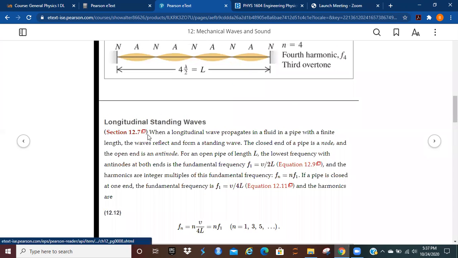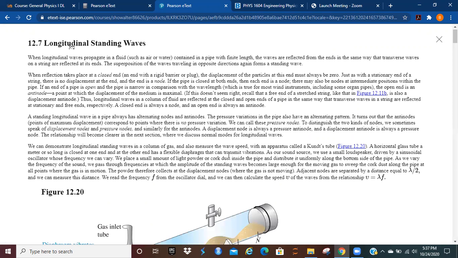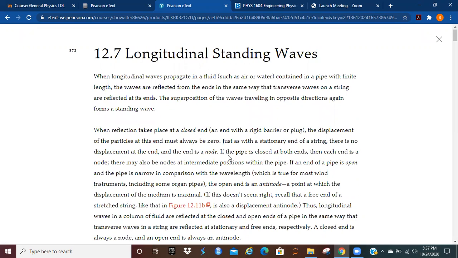So let's go to the section, and let's take a look here and see what it has to tell us. There are some pretty interesting YouTube videos out there on this particular subject. The tube in particular that we'll get to here.